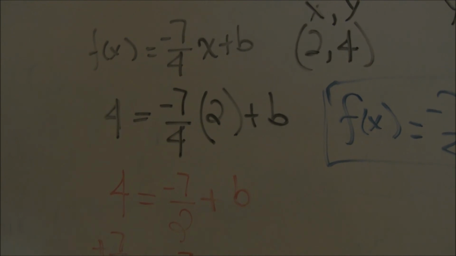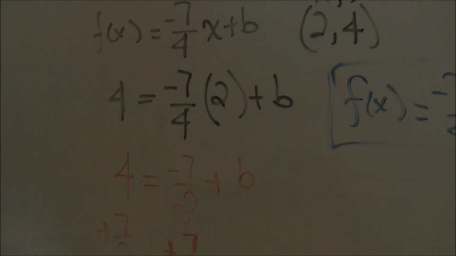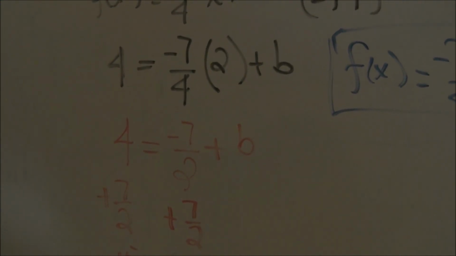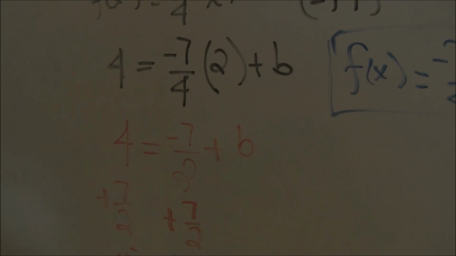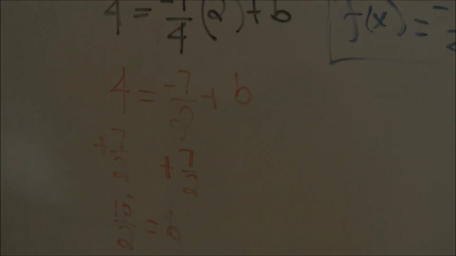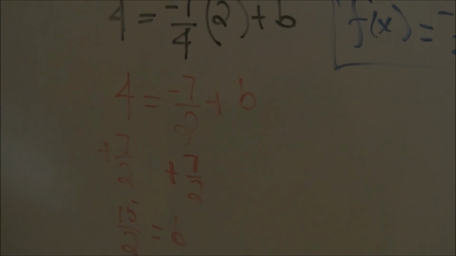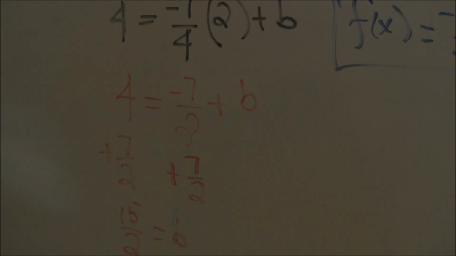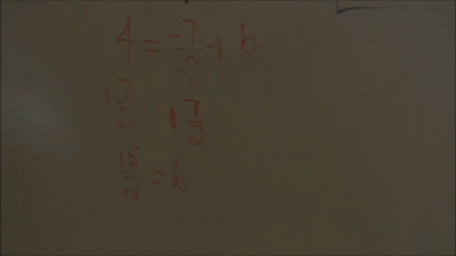4 equals negative 7 over 4 times 2 plus b. And from there, we have 4 equals negative 7 over 2 by simplification plus b. And by doing the additive inverse of negative 7 over 2, that is positive 7 over 2 to both sides of the equation, as a result, we end up with 15 over 2 equals b. Once 15 over 2 equals b, that is what we were looking for.